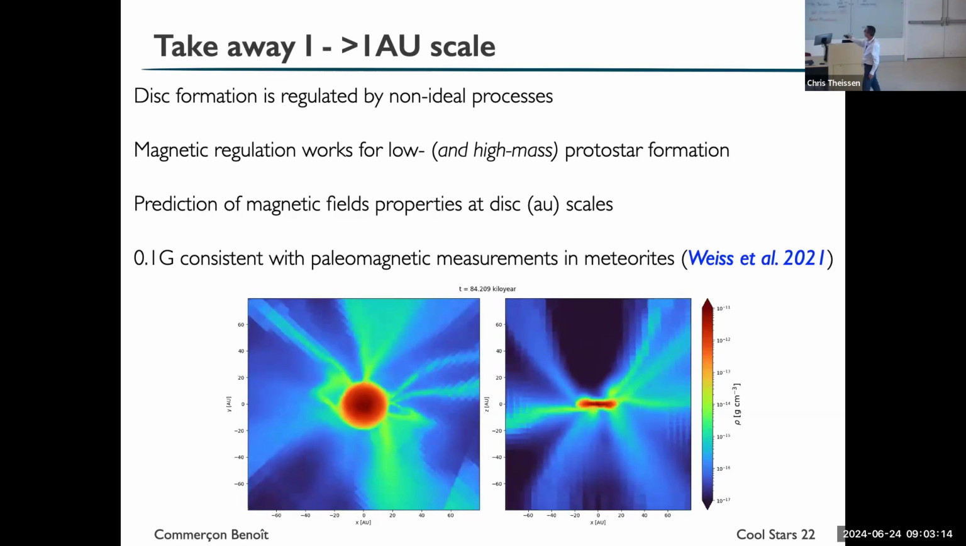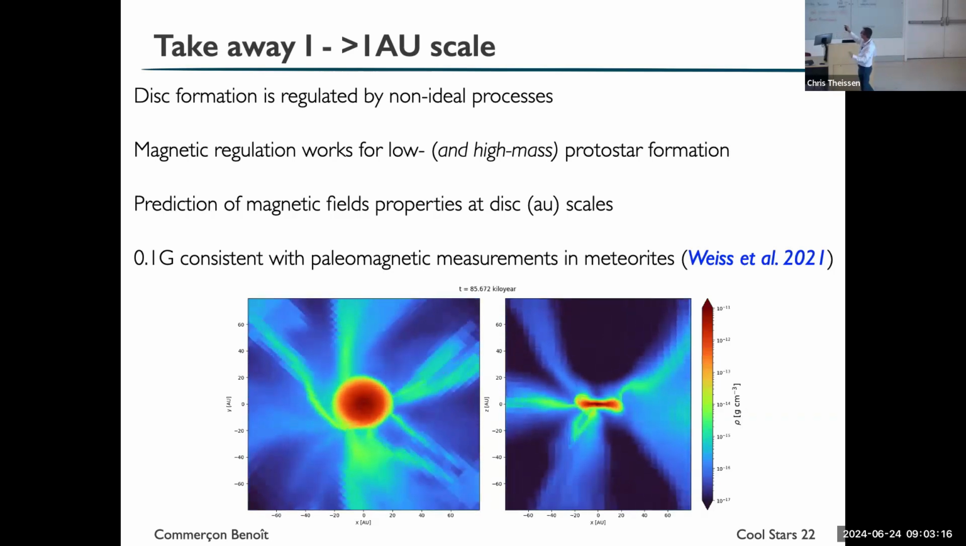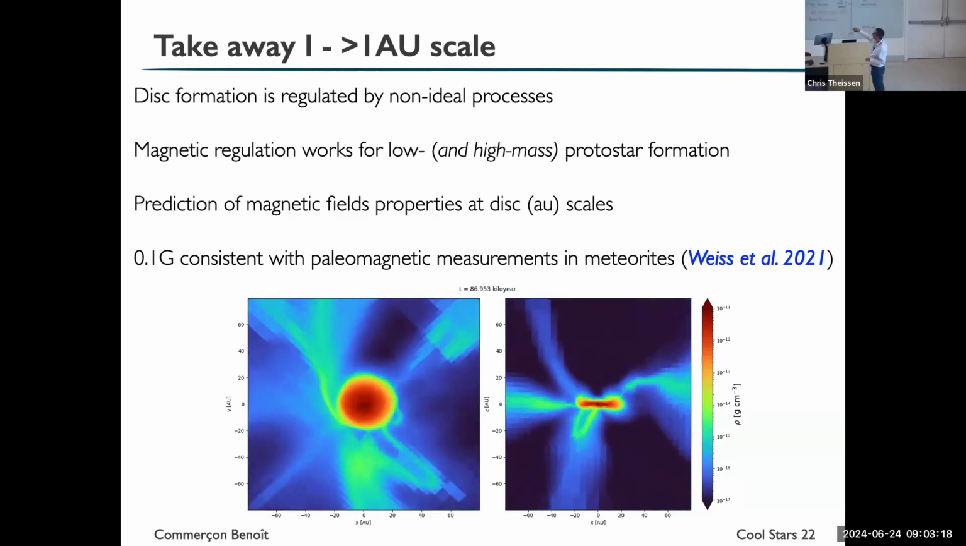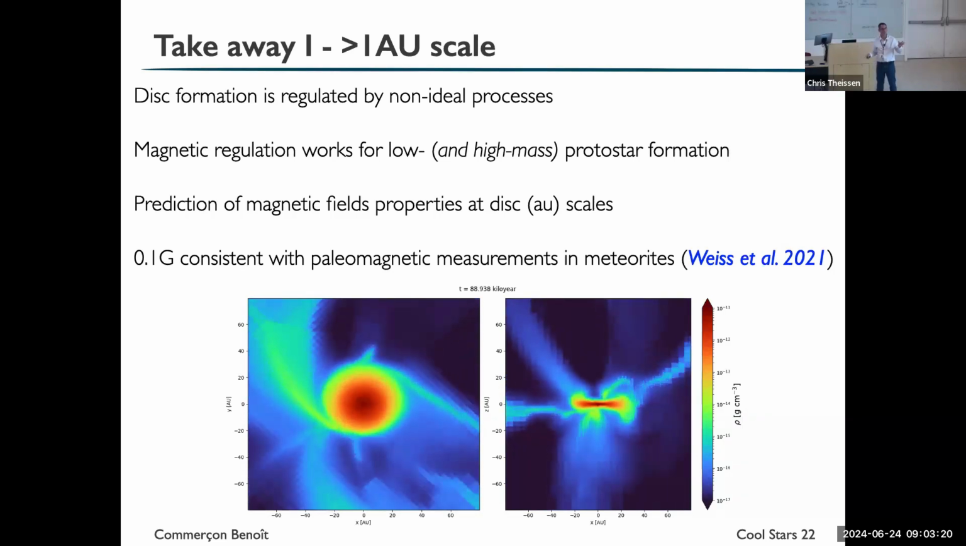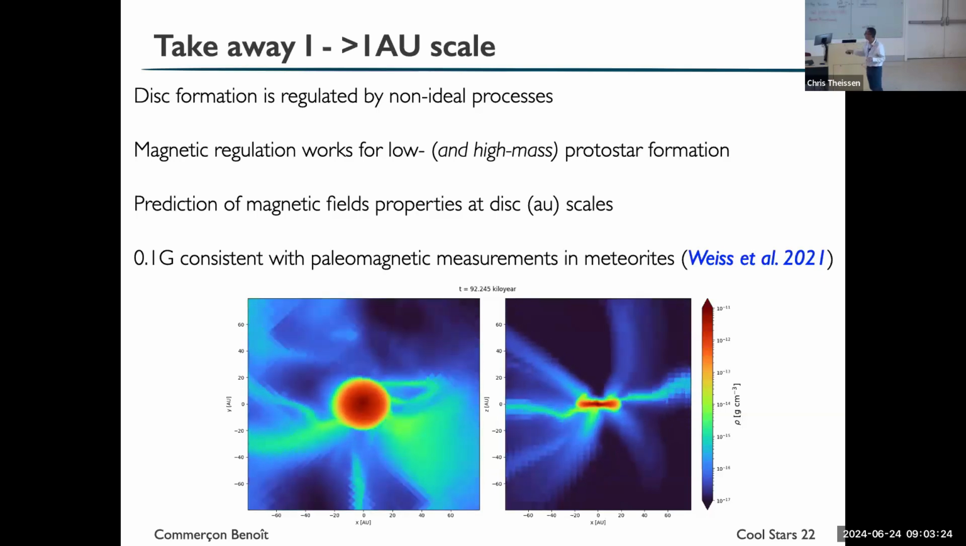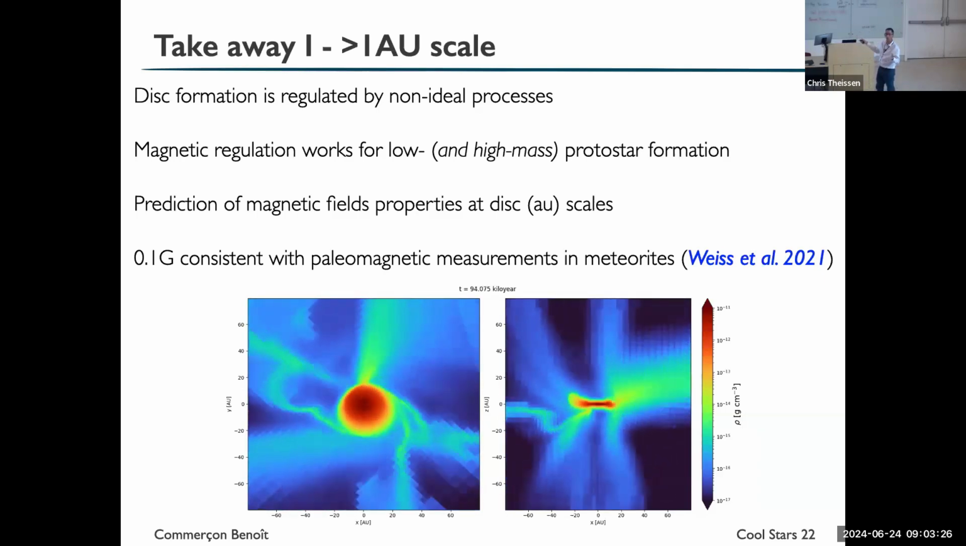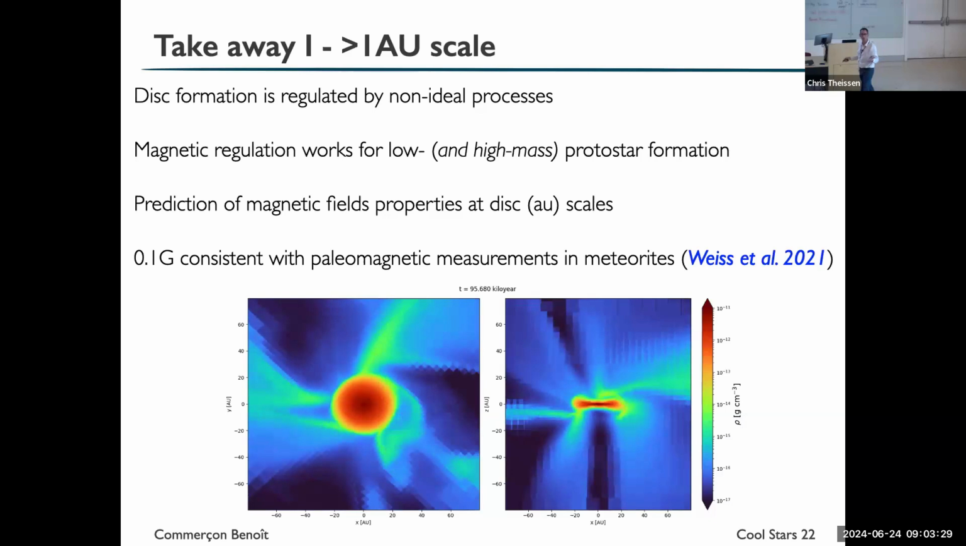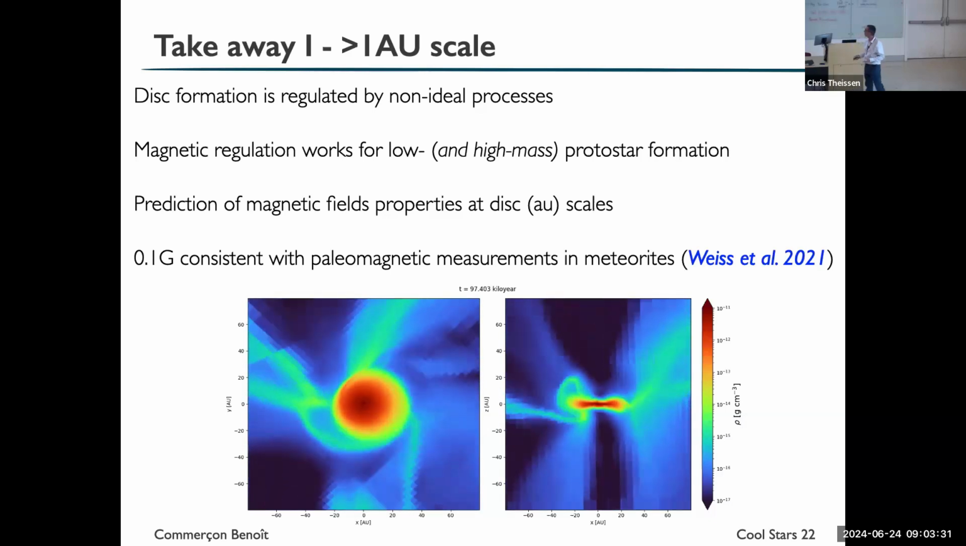Okay. So we have a prediction of the magnetic field at AU scale. And I should say that this 0.1 Gauss is also consistent with paleomagnetic measurements in meteorites in the solar system. So it's maybe a cosmic coincidence, but this 0.1 Gauss seems to be consistent with those measurements. Okay.